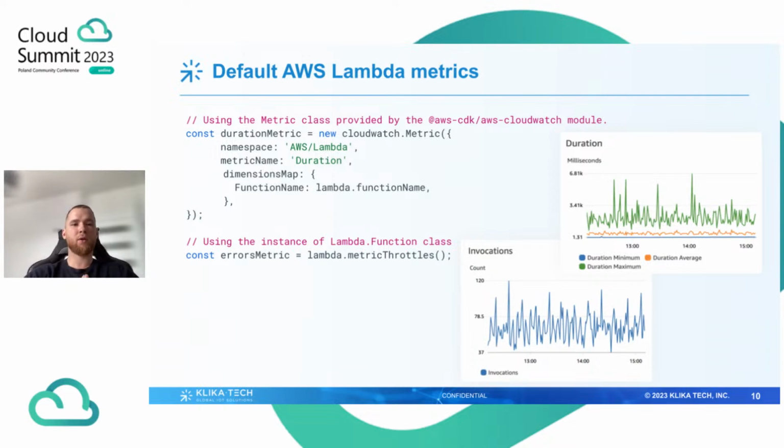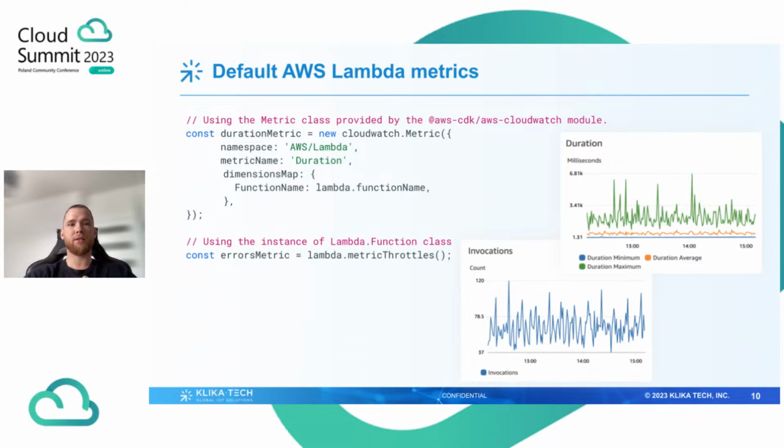Now let's talk about the throttles metric. Throttles metric represents the number of times your Lambda function is throttled due to exceeding concurrent execution limits. Monitoring this metric helps to identify if your function is frequently throttled and adjust the concurrency limit accordingly, thereby increasing fault tolerance and request processing time.